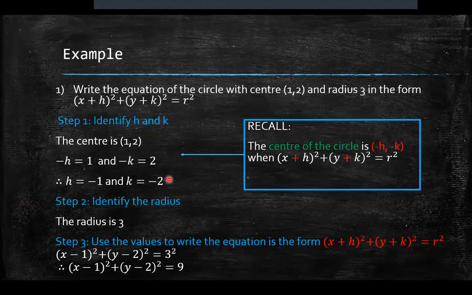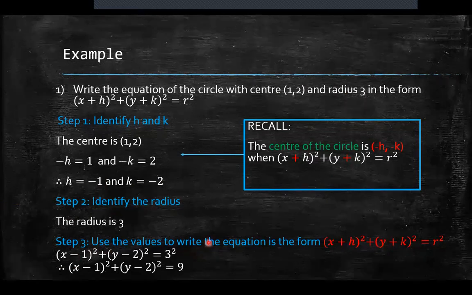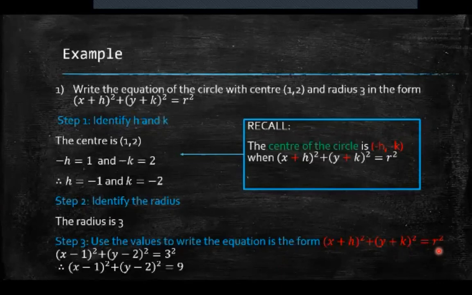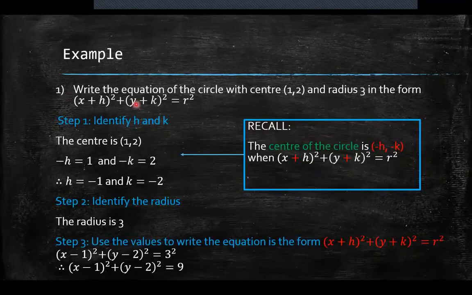Next thing you want to do, identify the radius. So they already gave you the radius is 3. Last step, use the values to write the equation in the form (x plus h) squared plus (y plus k) squared is equal to r squared. This is the standard form. So all you have to do now is sub in the values.